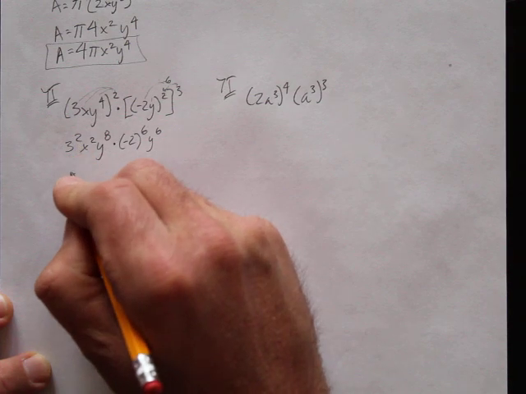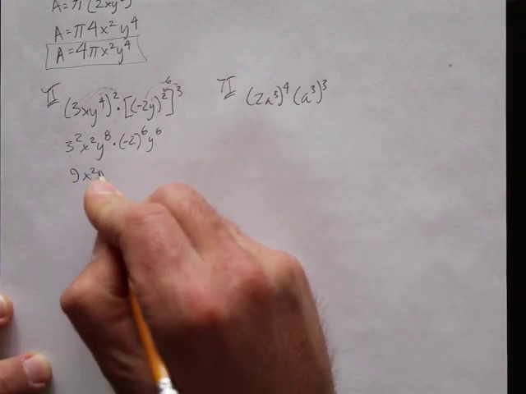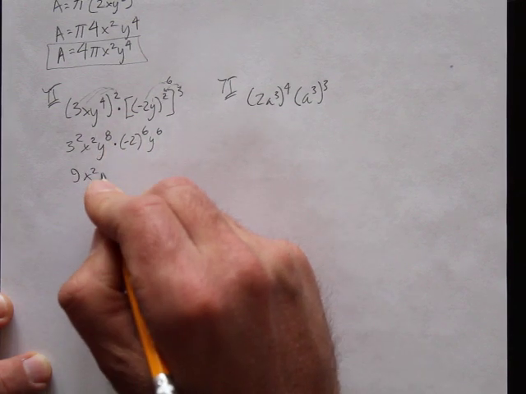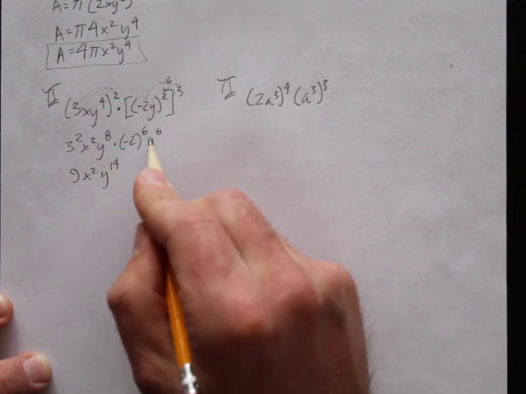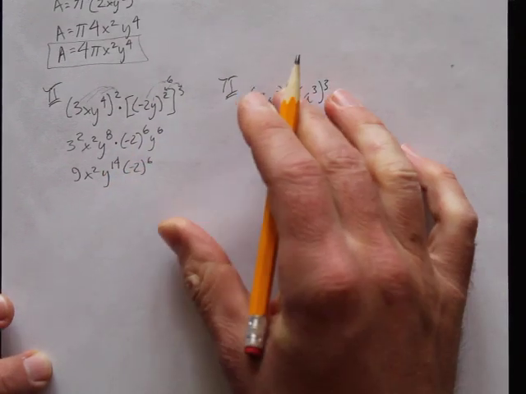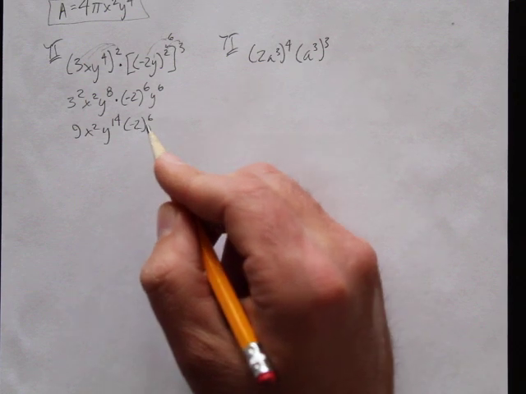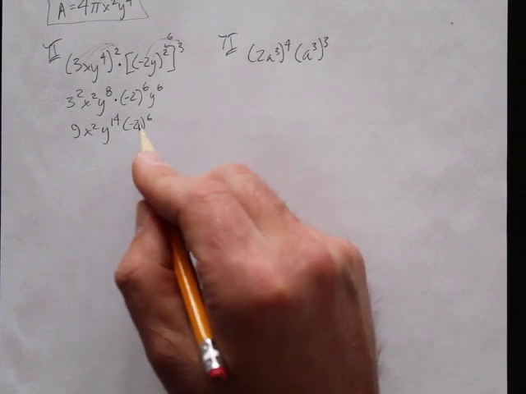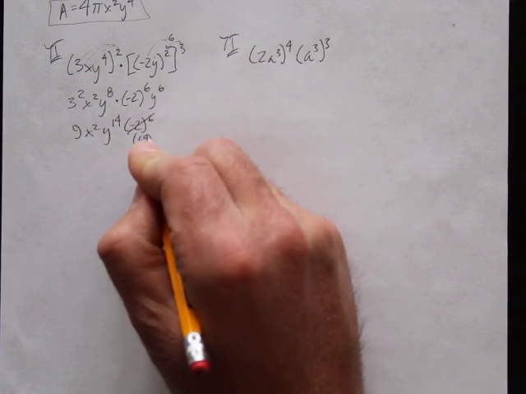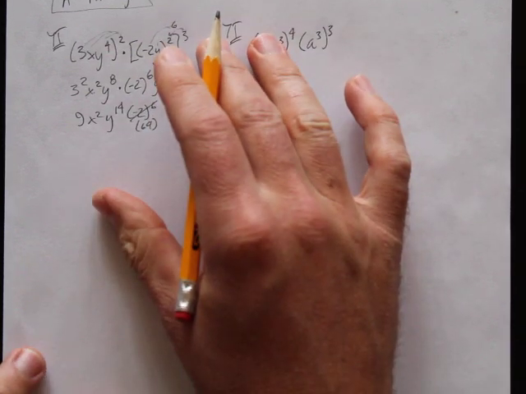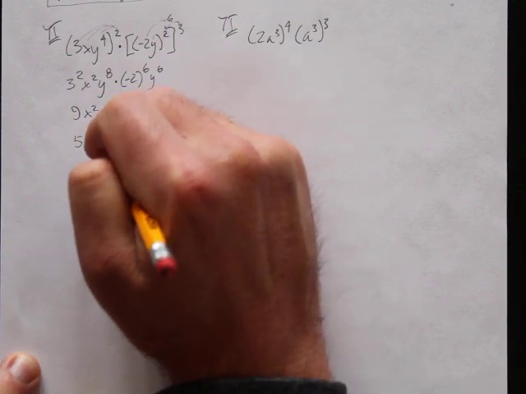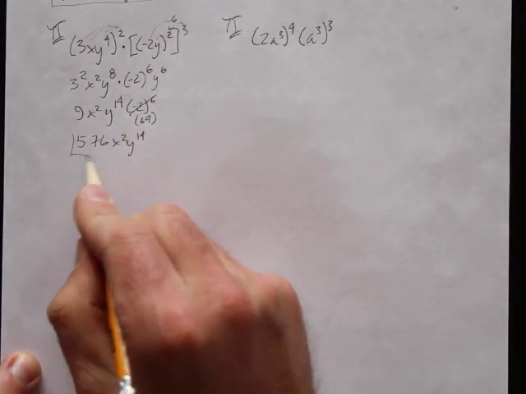That just makes it a little bit easier, I think, for me to do it that way. Okay, 3 squared is 9. X squared is x squared. Y to the 8th power times y to the 6th power is going to get me y to the 14th power. Remember, when you multiply, you add the exponents. Now I still have this negative 2 to the 6th power. Okay, 2 to the 6th power is 64. So negative 2 to the 6th power is also 64. So I have 64 right here. And I multiply that by 9. If I plug that in my calculator, 64 times 9 is 576. And then I've got this x squared y to the 14th power. I'm all good there.